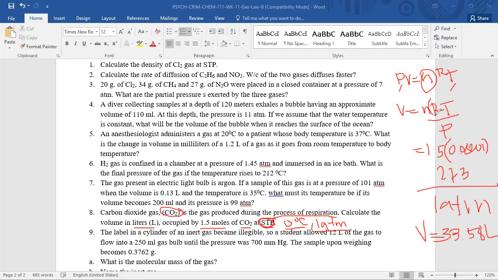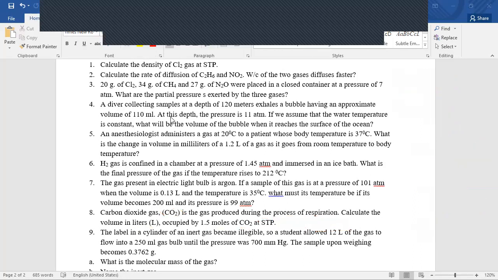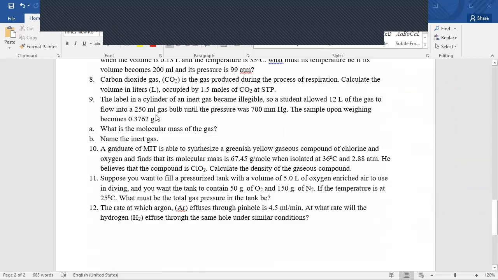Doon sa constant natin, sa R constant na 0.08201. Okay, so diniscuss ko yan kanina. I hope naalala nyo pa kung anong unit no, ng ating R. Okay, number 8. Done. Proceed tayo sa number 9.